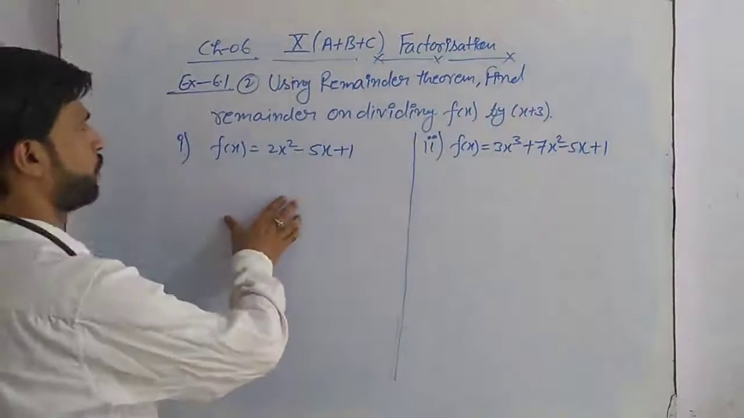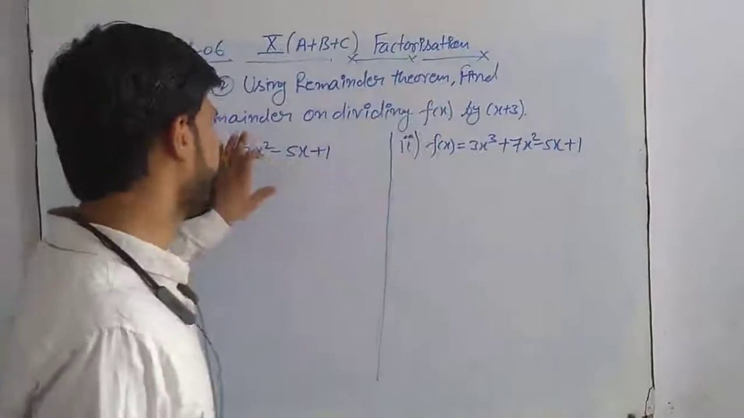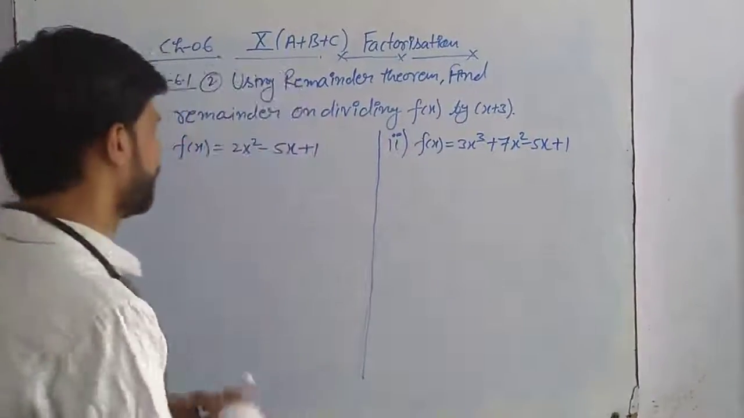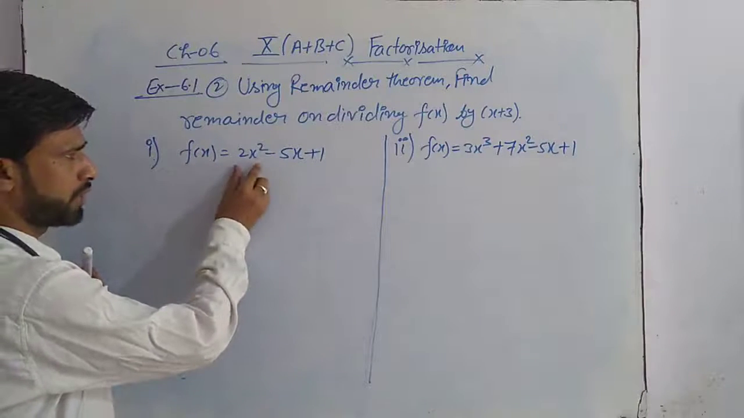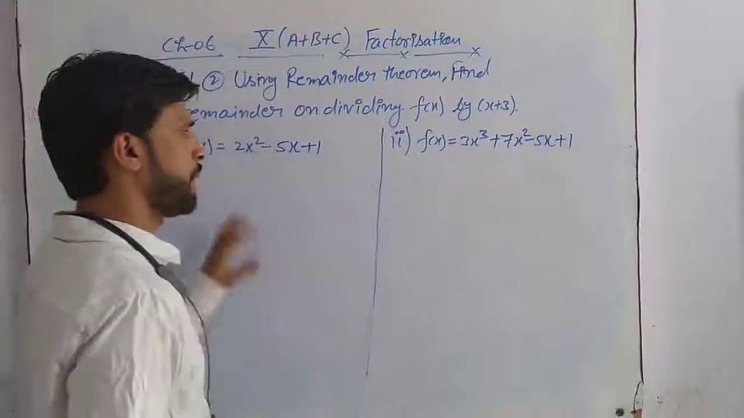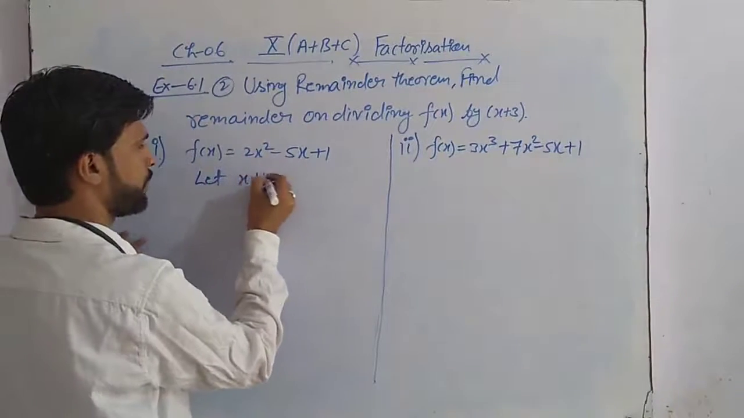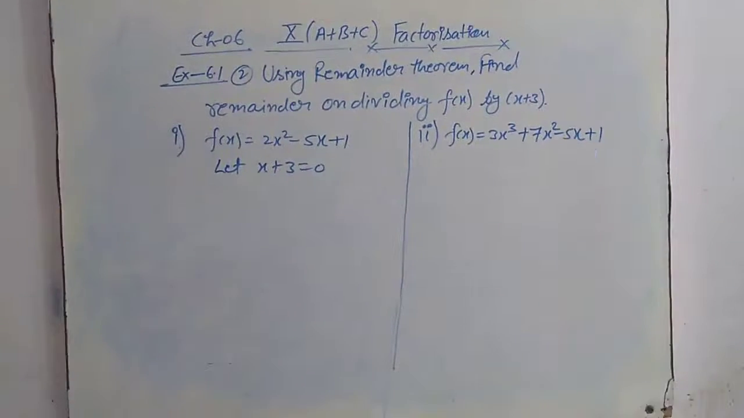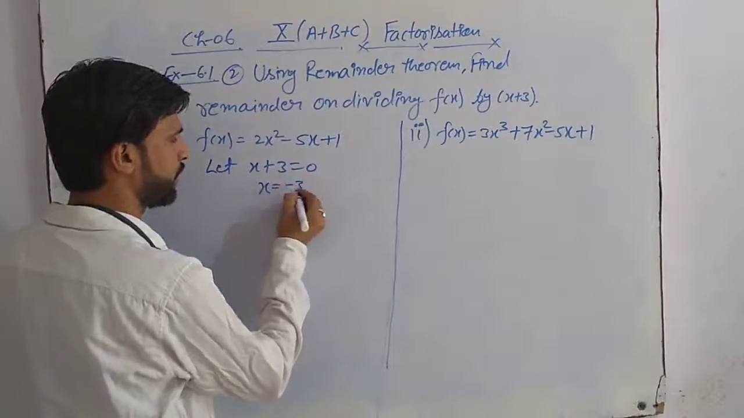Now the second question of exercise 6.2: using remainder theorem, find the remainder on dividing the given function f(x) by x plus 3. Now the first part of this question is f(x) equals 2x square minus 5x plus 1. Now let x plus 3 equal 0, then we get x equals minus 3.